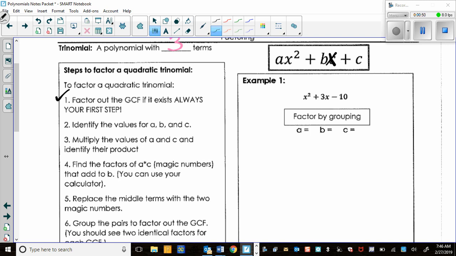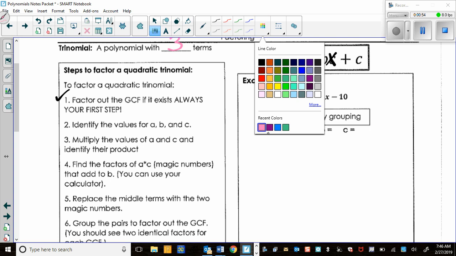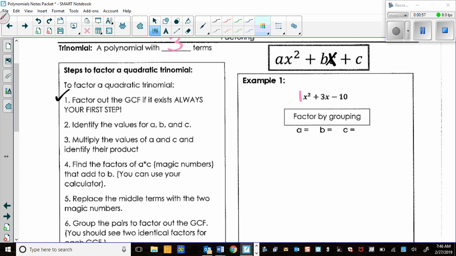Step two is identify the values of a, b, and c. So a is the number in front of x squared, and that number is 1. B is 3, and c is -10. Okay, so we've done step 2. Step 3 is multiply the values of a and c and identify their product. So we're going to take 1, and we're going to take -10, and multiply. This is part of the magic numbers video that we've seen before. So I went ahead and did step 3.